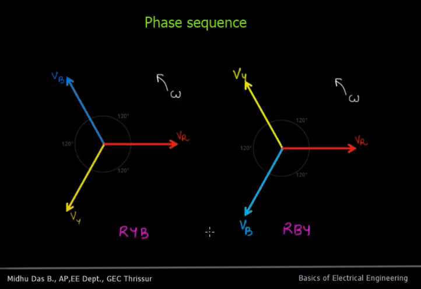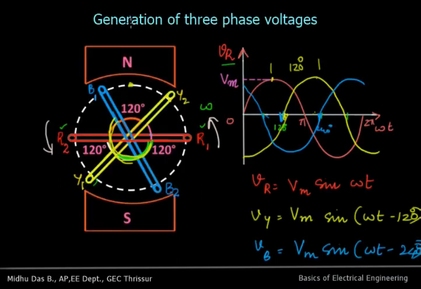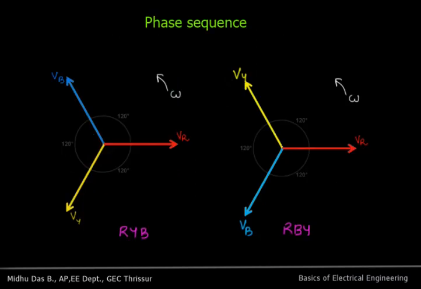Now, what do you mean by phase sequence? The first figure is what we have drawn previously, that is VR. Vy is lagging behind VR by 120 degree and Vb is lagging behind VR by 240 degree. So this particular direction of rotation of the coils placed in this particular figure is giving you a sequence R followed by Y followed by B, R, Y, B phase sequence.